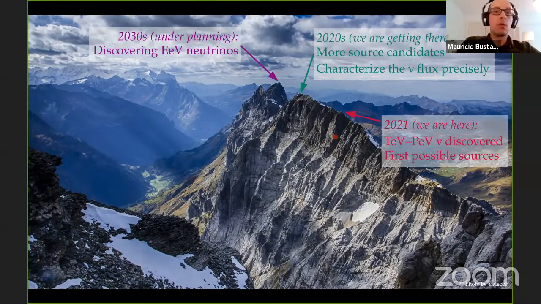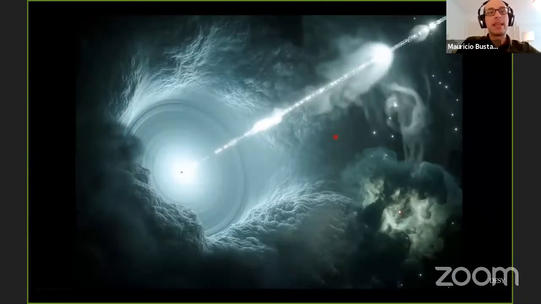Now, even though we have discovered high energy astrophysical neutrinos, we don't know where they're coming from. We do have good ideas about where they're coming from, and we believe the sources look something like this. Some compact astrophysical source, like a black hole, for instance, that is spewing out jets of relativistically moving matter, like the one you see here in an artist's rendition.